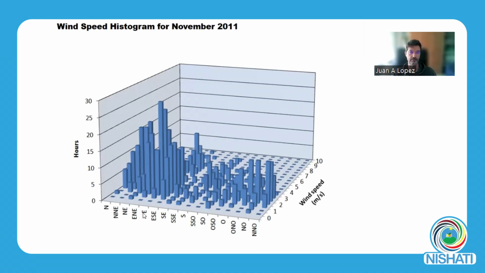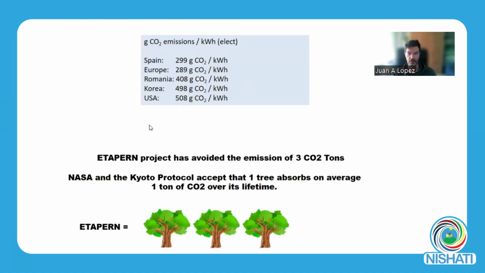We also made some simulations of the wind speed histogram in this location, depending on the wind speed, the energy, and the direction of the wind. And in the ITAPERM project, we demonstrated that we can desalinate water without the use of conventional energy systems. We avoided the emission of 3 tons of CO2. Our contribution was like 3 trees.